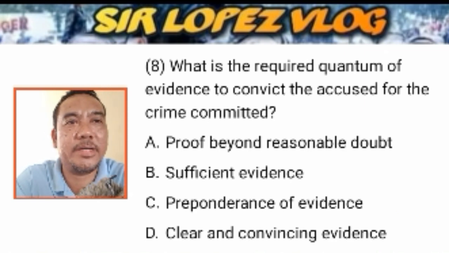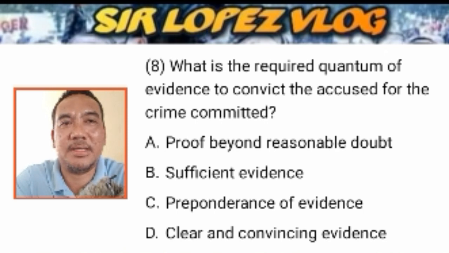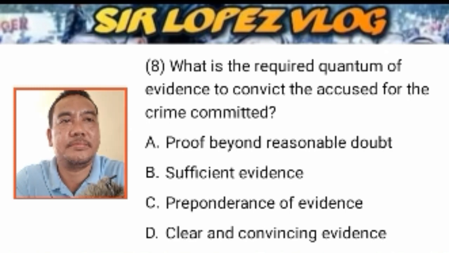What is the required quantum of evidence to convict the accused for the crime committed? A, proof beyond reasonable doubt. Letter B, sufficient evidence. Letter C, preponderance of evidence. Or letter D, clear and convincing evidence. Number 9.